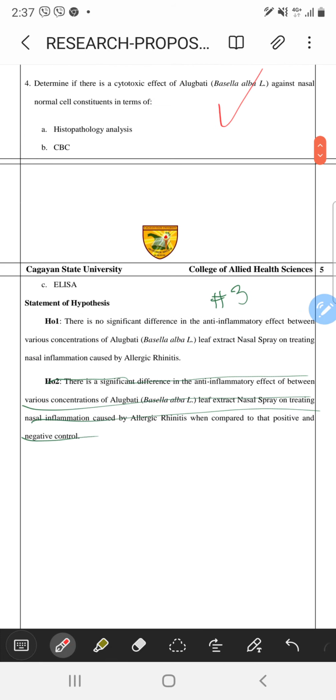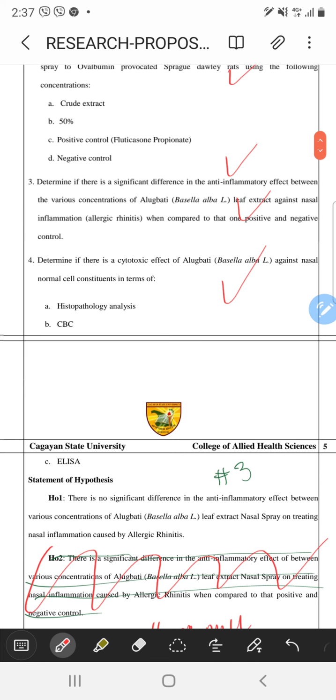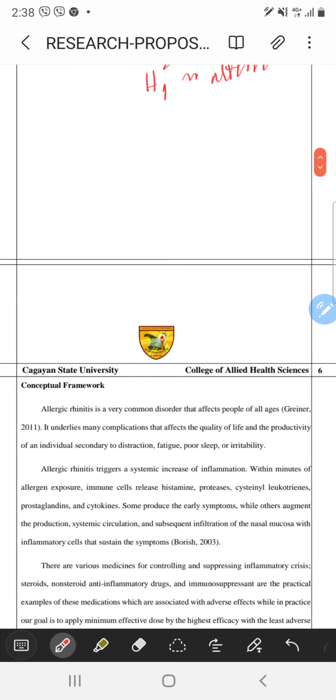For the statement of hypothesis, this is called an H0 and this is an H1. H0 means null hypothesis and H1 is for alternative hypothesis. And this H01 is the first null hypothesis. You can have H02 if you have other null hypotheses. So you need not to put this part because you only have one inferential question. This is number 3. So this should be similar to your number 3.